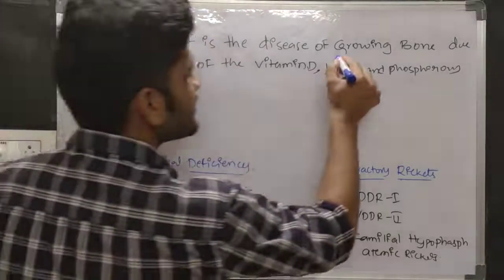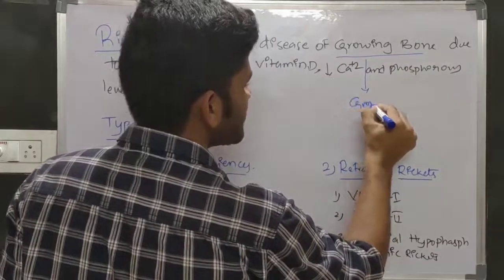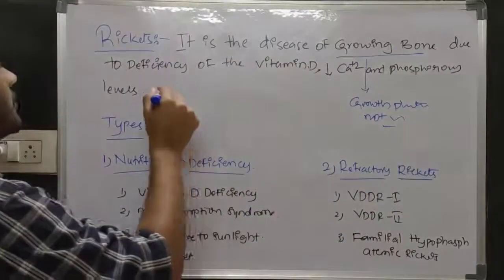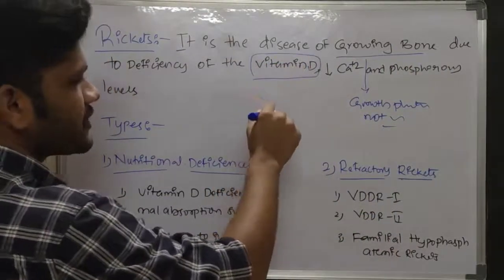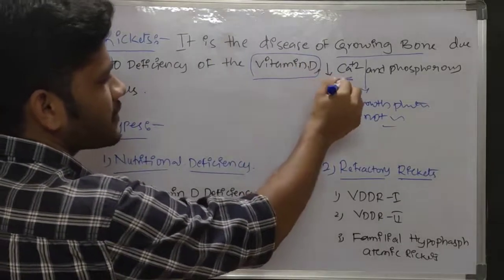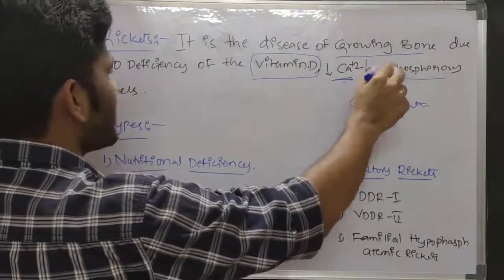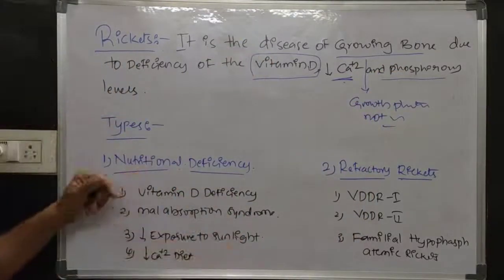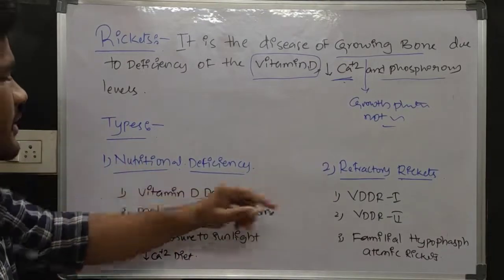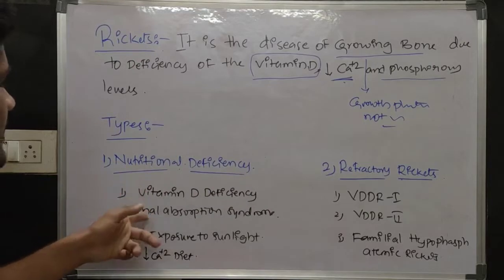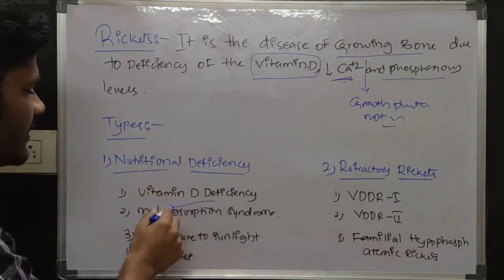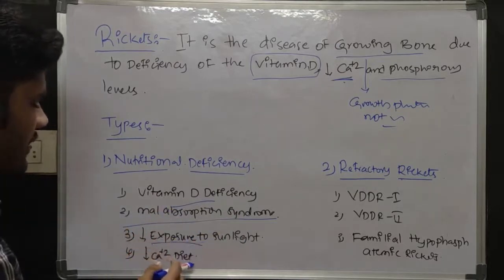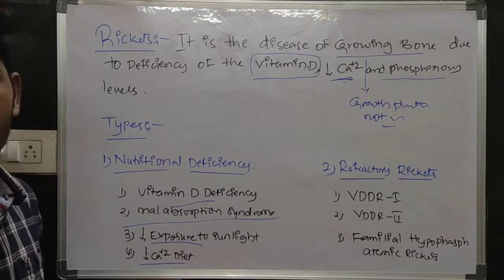Growing bone means the growth plates are not fused yet. Not fused due to deficiency of vitamin D. It can be due to deficiency of vitamin D or reduced calcium and phosphorus levels. Reduced calcium and phosphorus levels can also cause rickets. There are two types of rickets: the nutritional deficiency rickets and the refractory rickets. The nutritional deficiency rickets can be due to vitamin D deficiency or any malabsorption syndrome, or reduced exposure to the sunlight and reduced calcium diet.